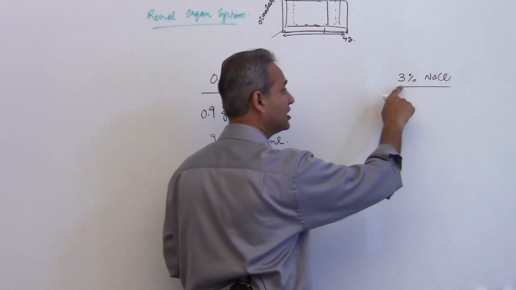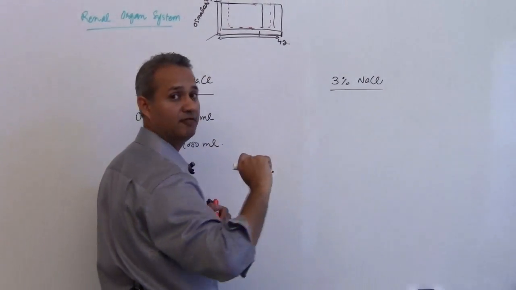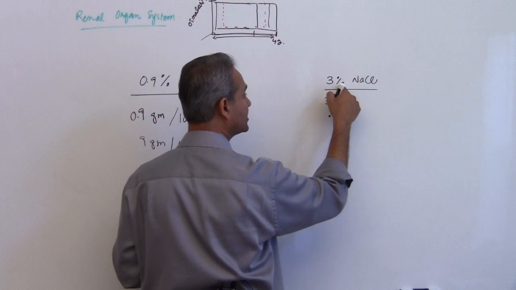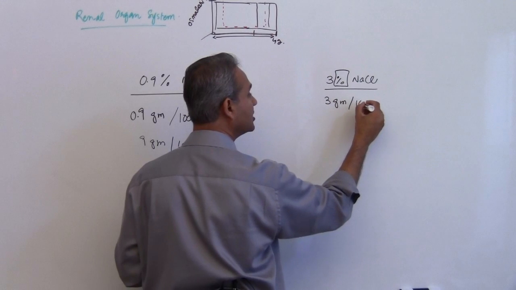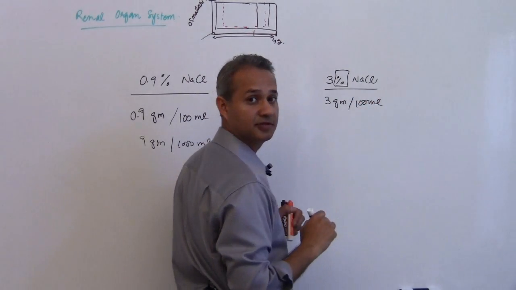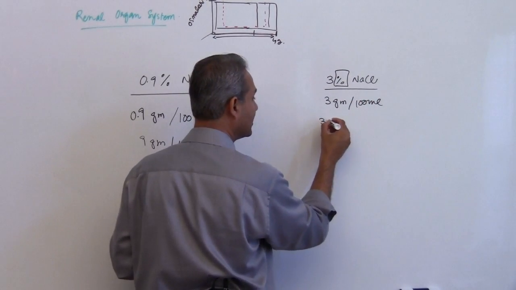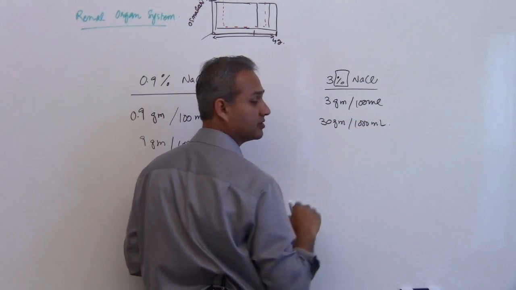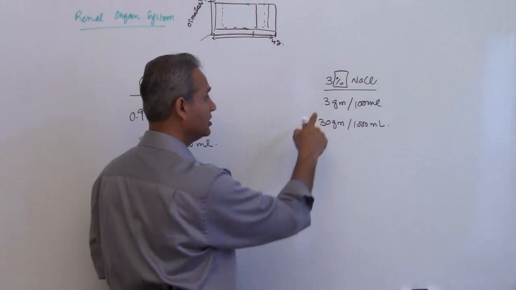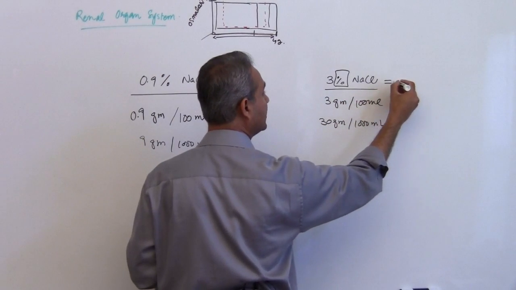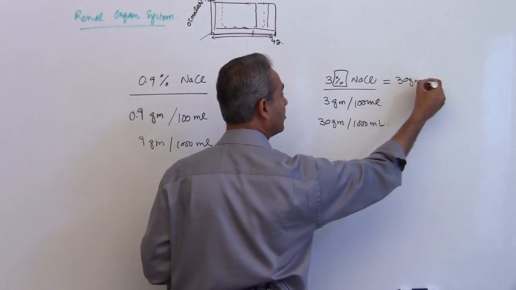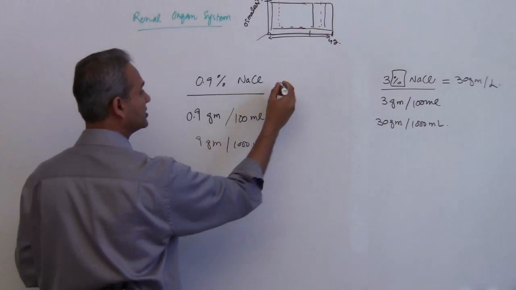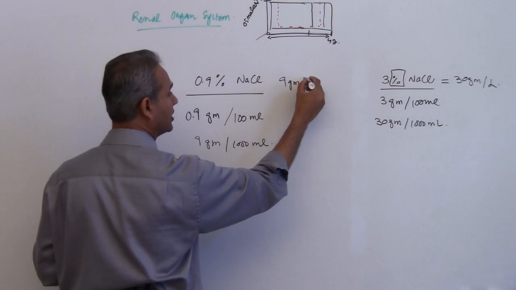So if we read this, 3% sodium chloride solution, what does that mean? That means 3 gram in 100 milliliter, which will mean 30 grams in 1000 milliliters, right? So this 3% sodium chloride means 30 gram per liter. This 0.9% sodium chloride means 9 gram per liter.